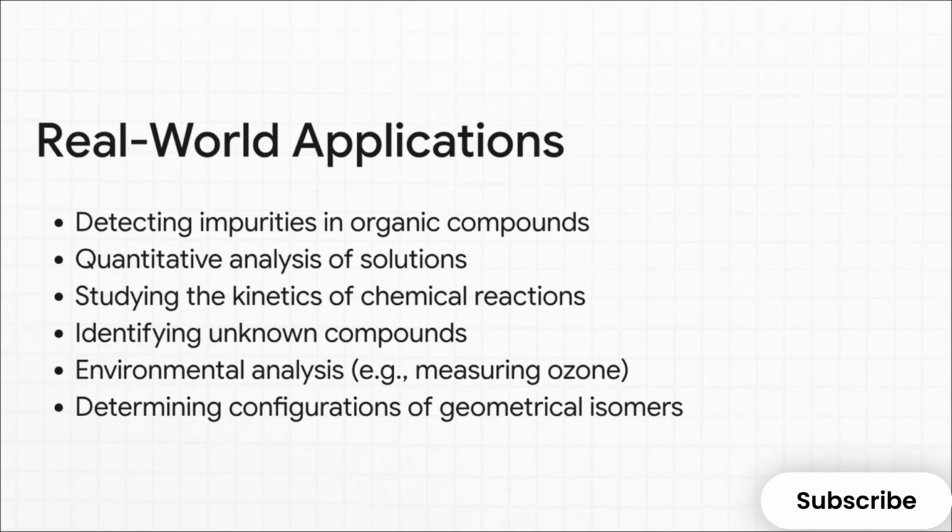So where do we see this in action? Oh, just about everywhere. It's used to make sure life-saving drugs are pure by detecting the tiniest trace of an impurity. Environmental scientists use it to monitor the health of our planet's ozone layer. It's a critical tool in forensics for identifying unknown substances at a crime scene. In labs, it lets chemists literally watch chemical reactions happen in real time. The versatility is just mind-blowing.